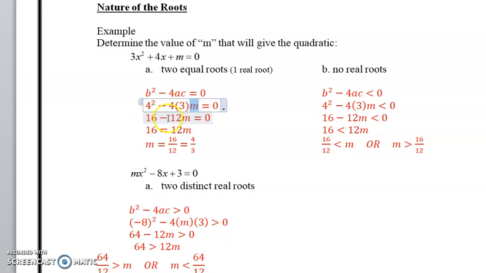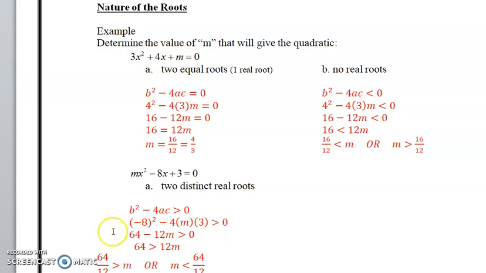So we plug that in. We get 16 minus 12m. We take the 12m to the right-hand side. We divide both sides by 12. And we get 16 over 12, which can be simplified down to 4/3. So if the m value, or the c value, or the y-intercept is 4/3, that will give us 1 real root. So again, I can confirm that on the formula.